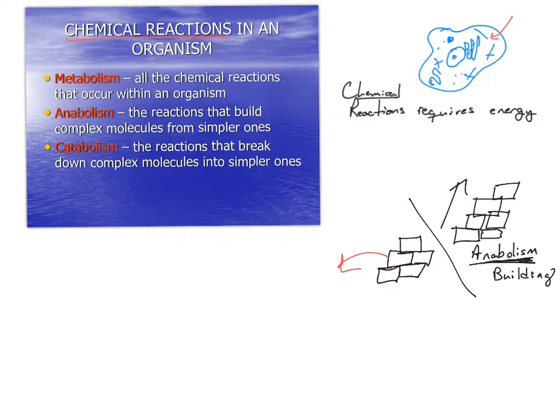So making complex molecules from simple ones like Lego. If you think of a Lego as a simple molecule, but then you put a bunch of these together, you build something. So that's anabolism. Catabolism is when you have a complex molecule already, you have something built, and you're breaking it apart. You're breaking it down. So that's called catabolism. And you do both of these. All living things do both of these. And the sum of these two, the building and the breaking down, is known as metabolism.